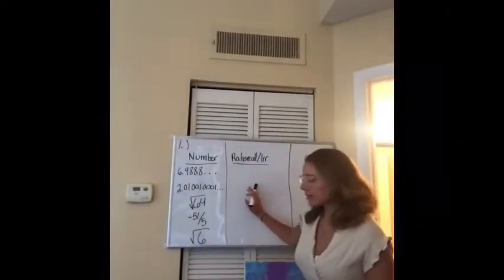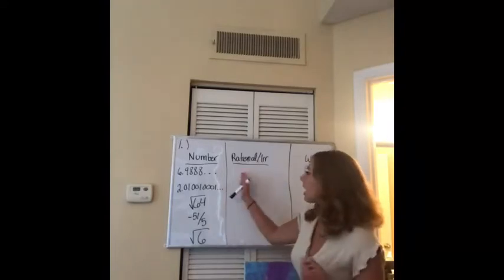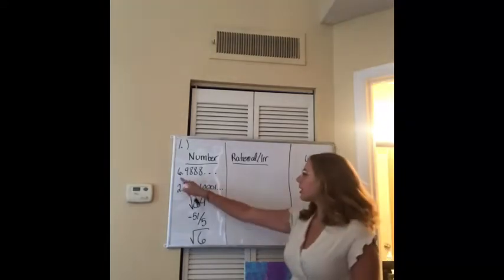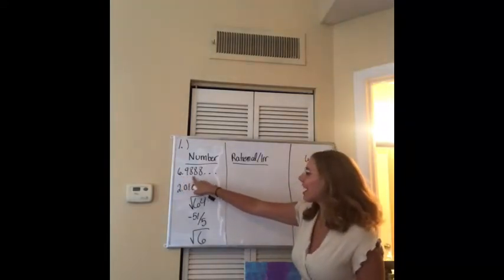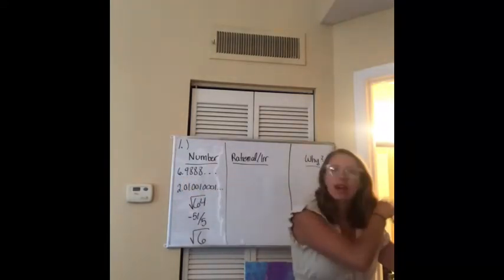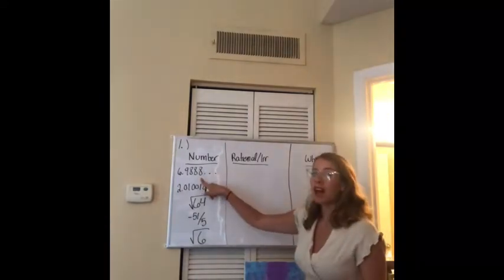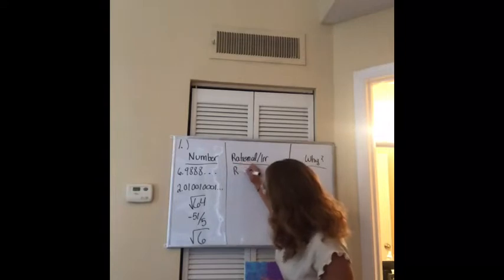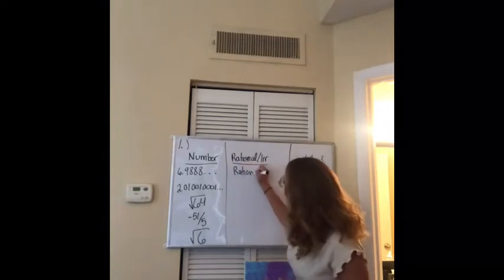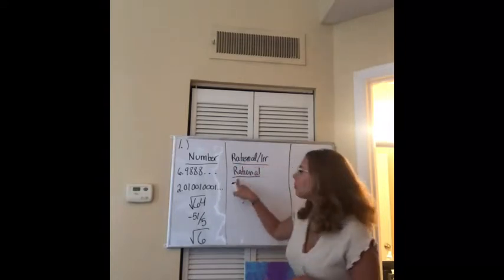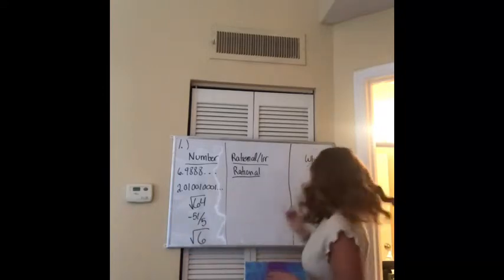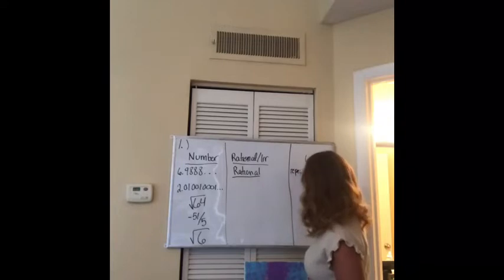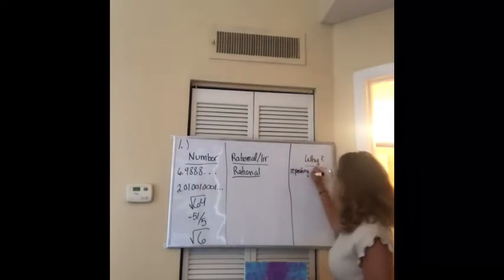Number 1 asks you to tell if the number is rational or irrational, and then why. So our first number is 6.988888888, whatever. The 8 goes on forever and ever. This is rational. This one is rational because it's a repeating decimal.